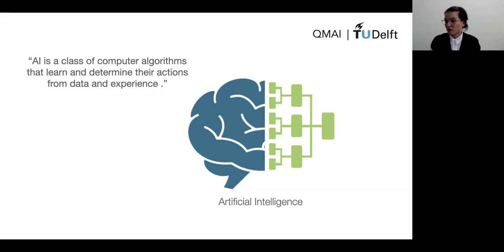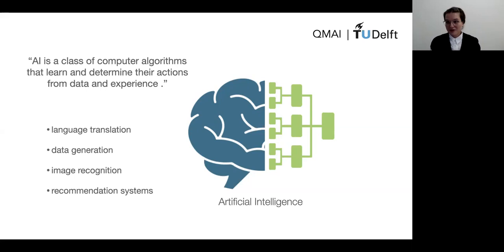So just some examples again. You probably also know that you are using these kinds of algorithms every day. Every time you use Google Translate, every time you ask Siri to do something for you, it's running some kind of artificial intelligence, or one of the subfields of artificial intelligence algorithms. So relevant examples would be language translation, data generation, image recognition, or recommendation systems.